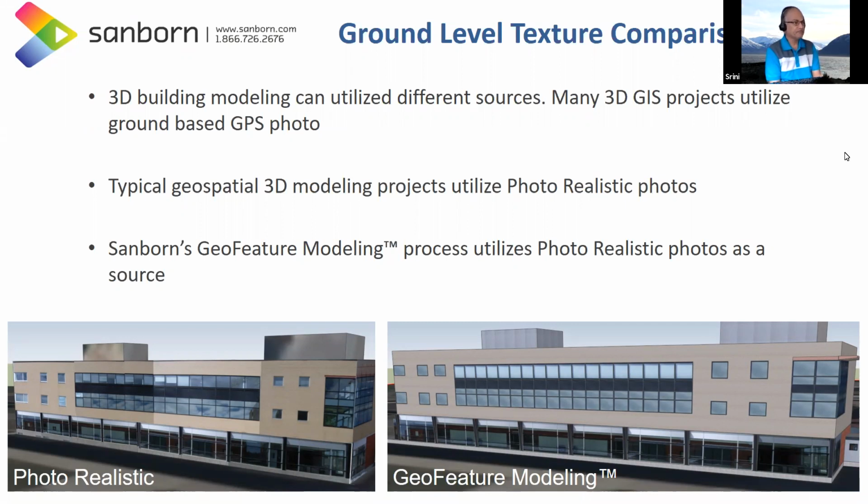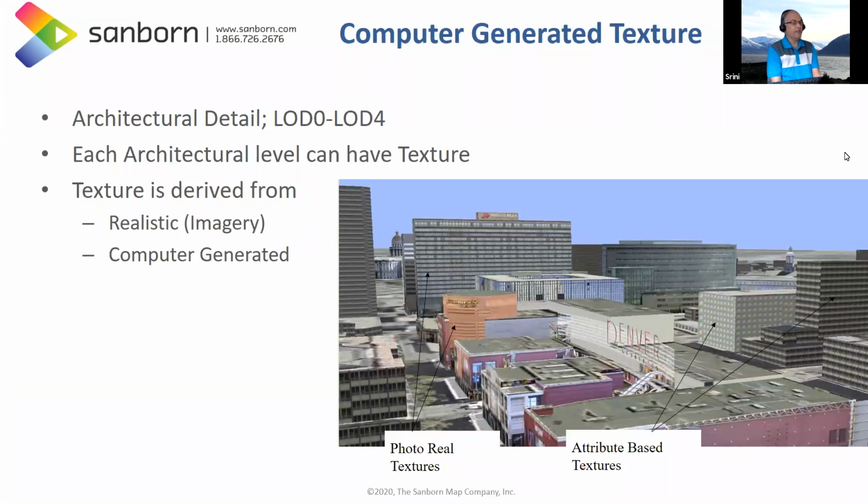Next one. When I talk about the texture, there are two different things. One is, you can create the texture just like explained earlier. You can take it from the oblique imagery or from the ground-based imagery. But nowadays, computer generated texture is available in the form of a texture library. You can either go through your own method, create the texture from oblique or from the ground-based cameras, or you can pull the texture readily available from a texture library.